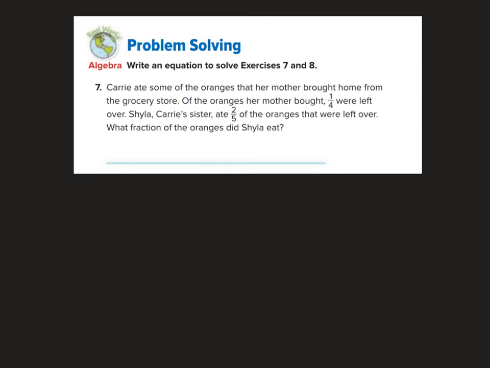All right, here we have some algebra. We want to write an equation to solve the next two problems. Carrie ate some of the oranges that her mother brought home from the grocery store. Of the oranges her mother bought, 1/4 were left over. Shyla, Carrie's sister, ate 2/5 of the oranges that were left over. What fraction of the oranges did she eat?